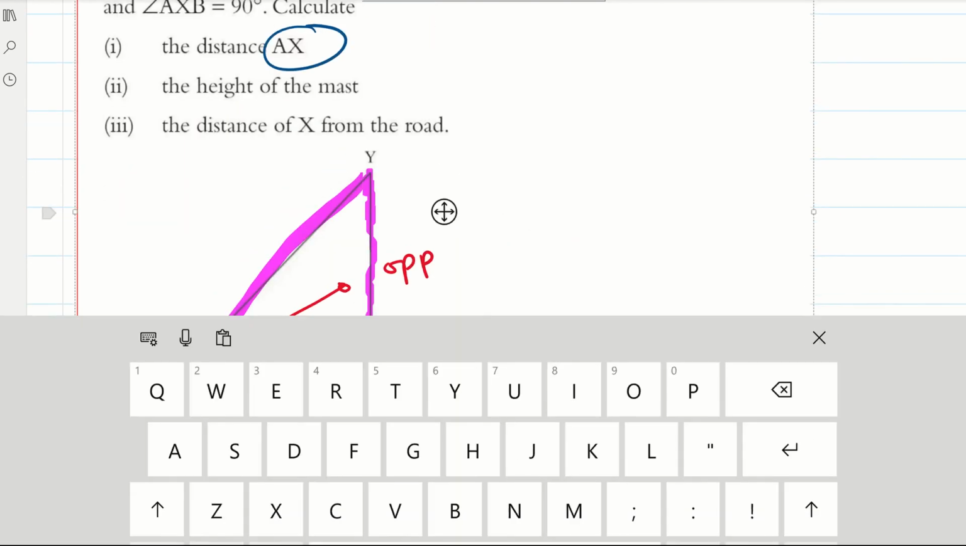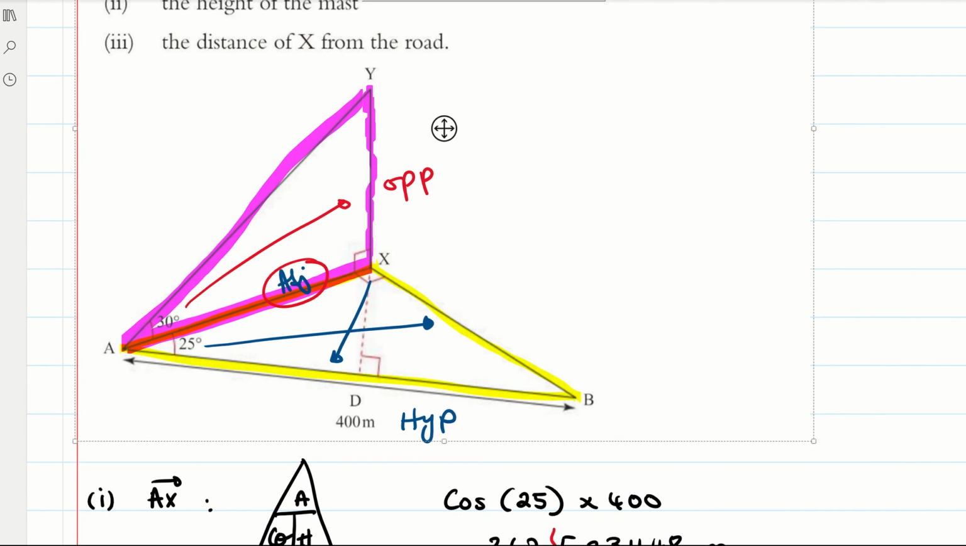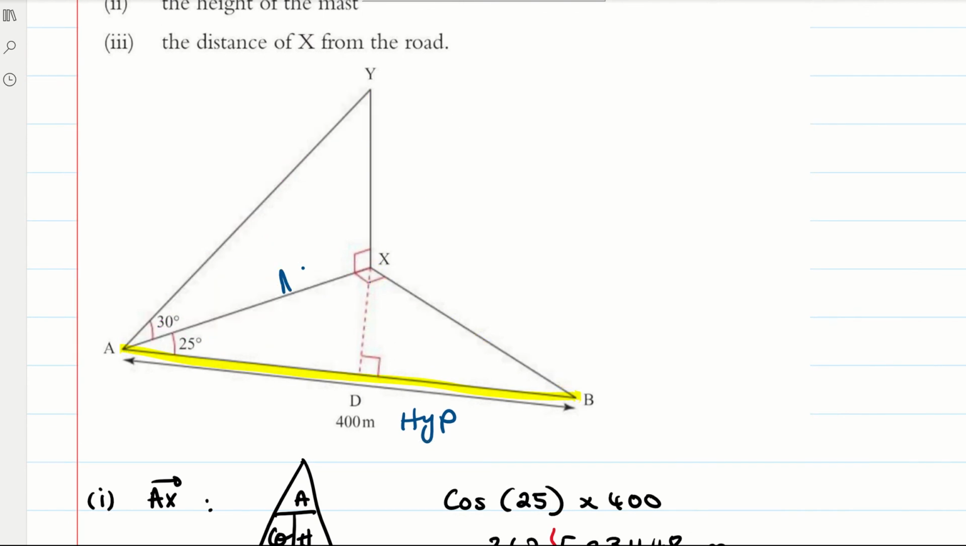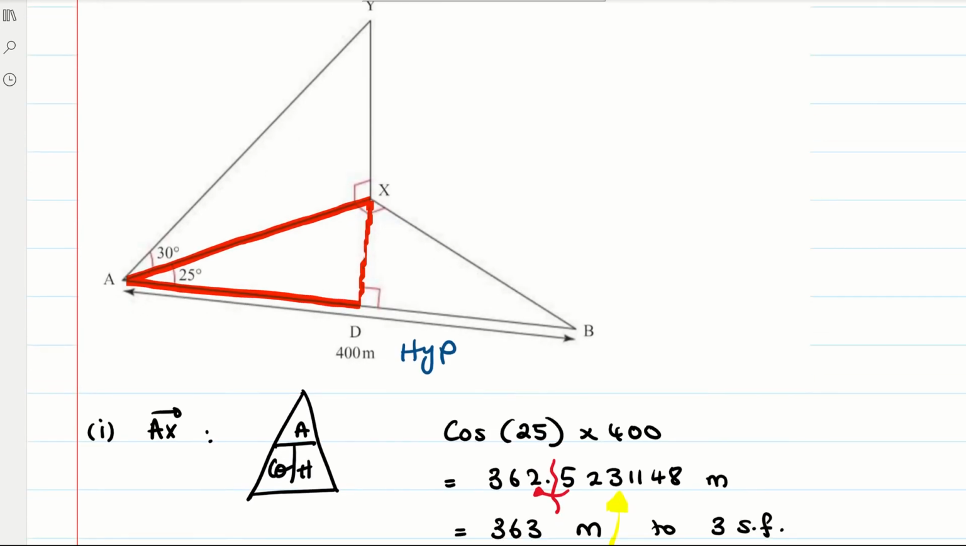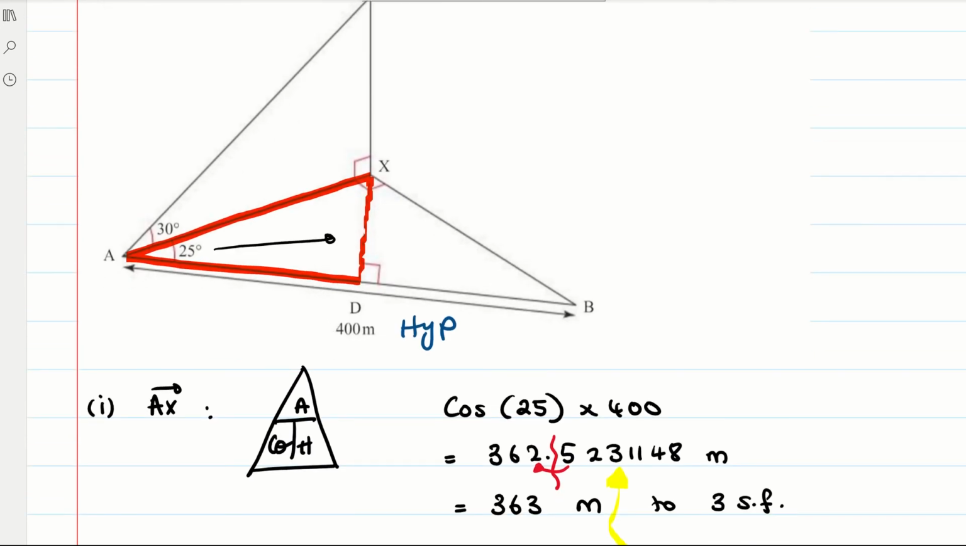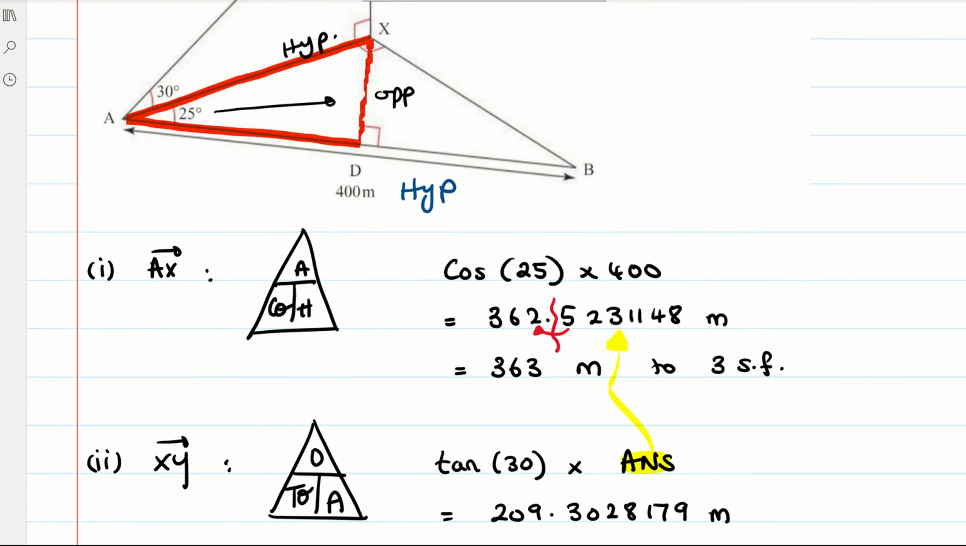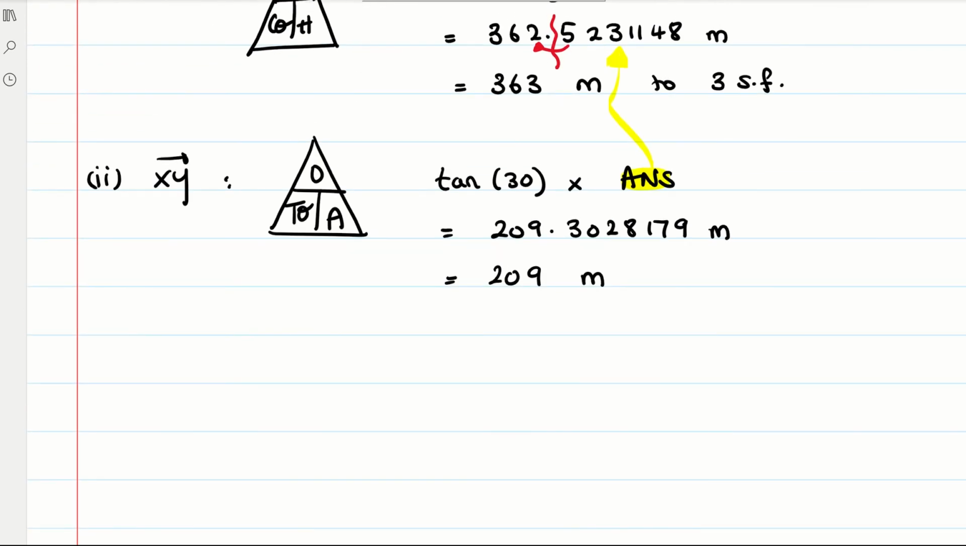And finally, they want you to find the distance of X from the road. So if I take off all these annotations, the distance of X from the road is this one. And again, I have got a right-angled triangle. I do know what AX is because I found it out. So that's the opposite, and that's the hypotenuse. I want to find the opposite, and I have the hypotenuse, which means I can use sine.